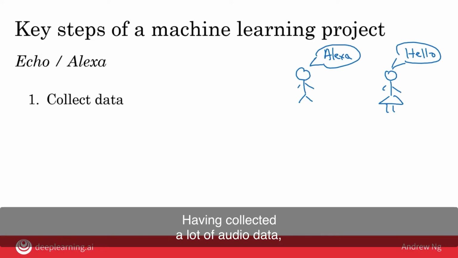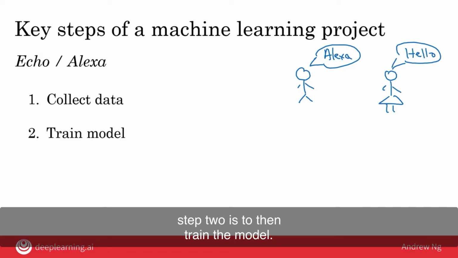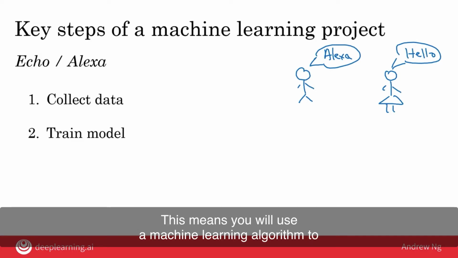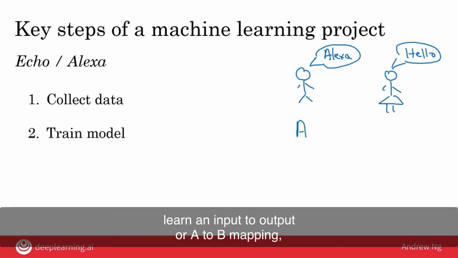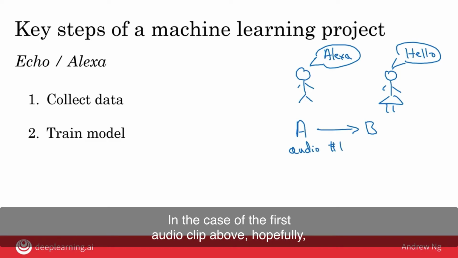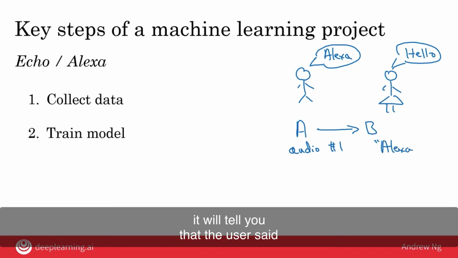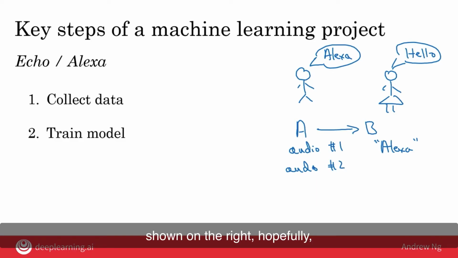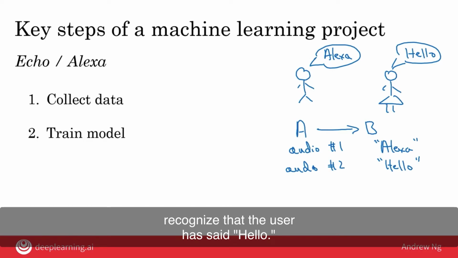Having collected a lot of audio data, a lot of these audio clips of people saying either Alexa or other things, step 2 is to train the model. This means you would use a machine learning algorithm to learn an input to output, or A to B, mapping, where the input A would be an audio clip. In the case of the first audio clip above, hopefully it will tell you that the user said Alexa. And in the case of audio clip 2, shown on the right, hopefully the system will learn to recognize that the user has said hello.